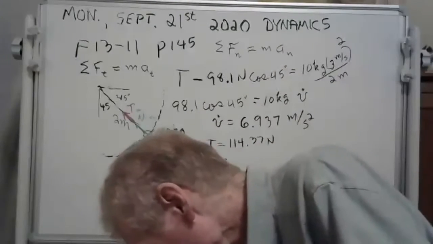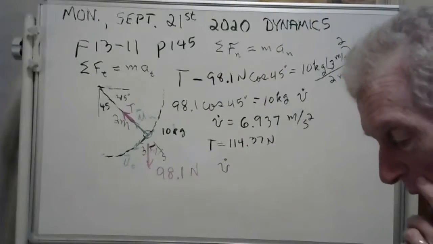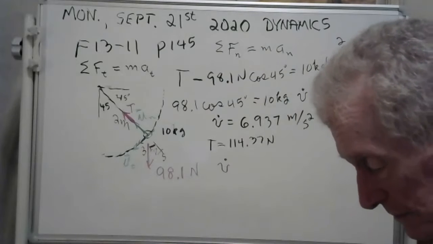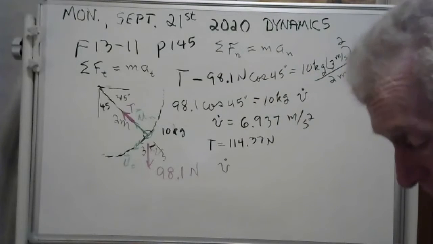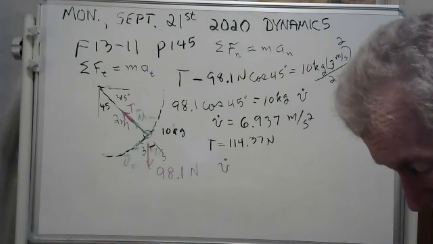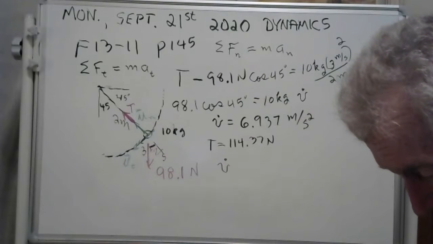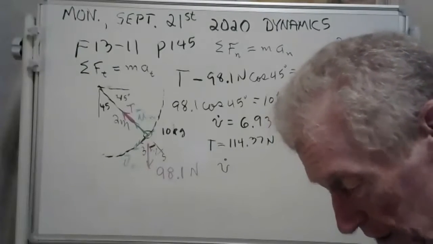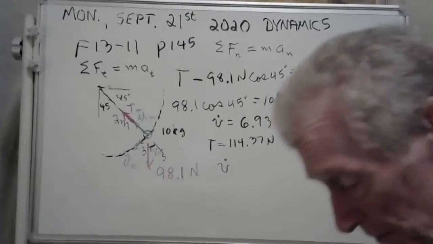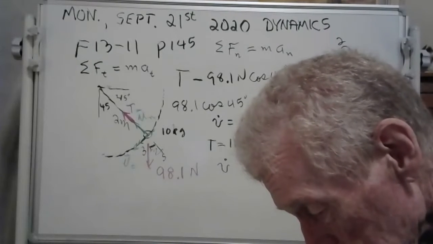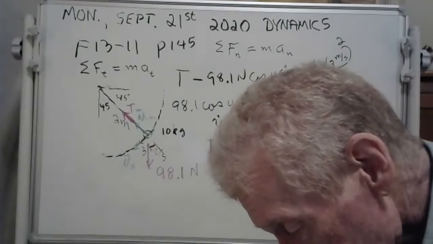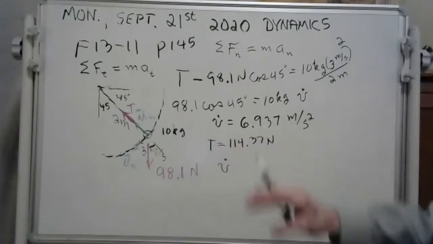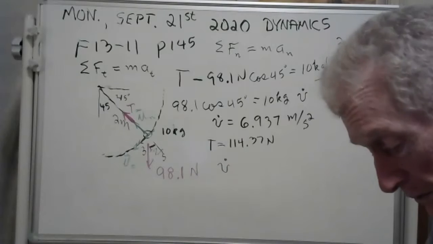Let's see if we got what they got. Go to the back and help me find this. This was F1311. This is 114. Yay, that's what we said. We said 114 for the tension. And they said the A sub T is 6.94. That's what we got. We got 6.94 if you rounded it up. We did that good.